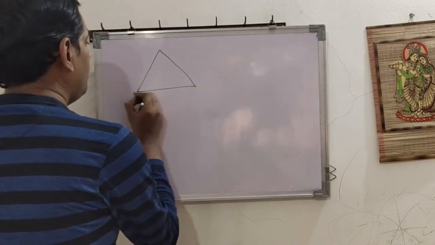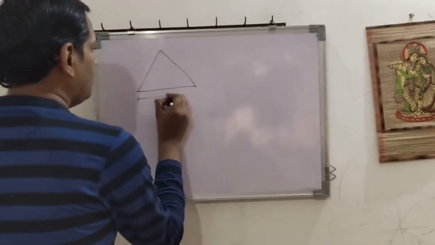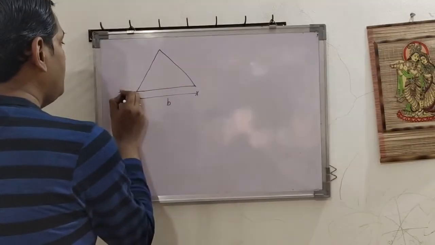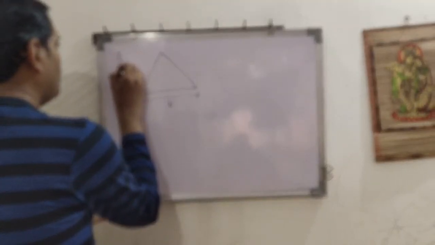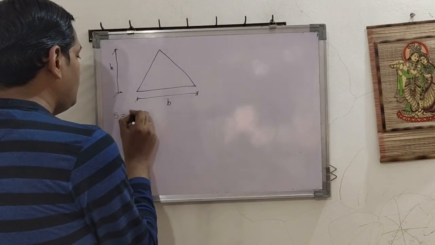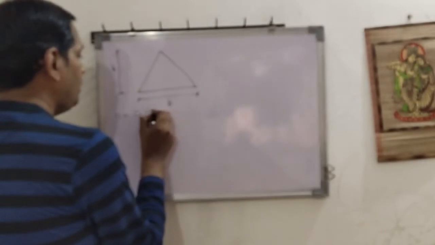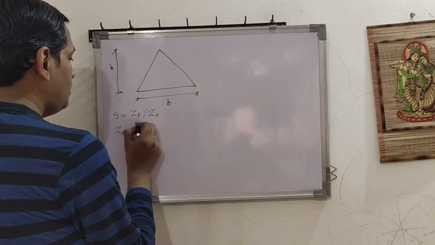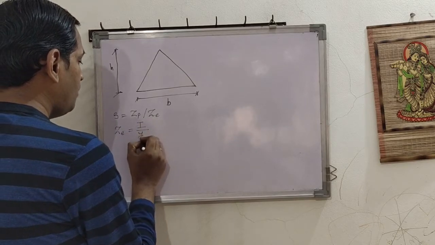We shall assume that the width of this cross section is small b and height is small h. So b by h. Now again, shape factor is Zp upon Ze, wherein Ze, the elastic section modulus, is I upon Y max.